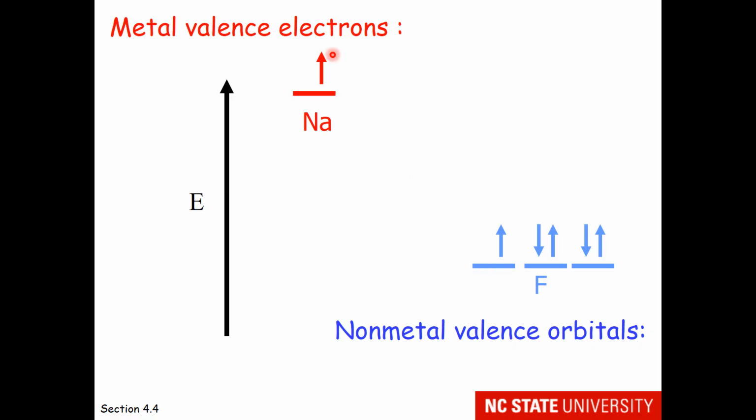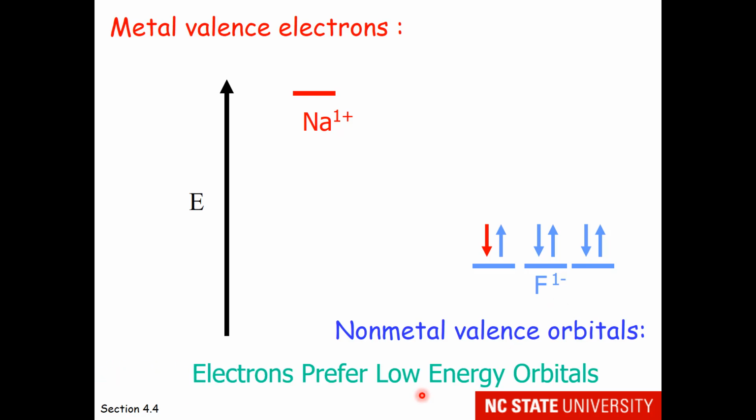So this electron, which is far away from the nucleus, notices it can get closer to the nucleus if it would just join with fluorine, and you get an ionic compound where we have sodium 1+, which is isoelectronic with a noble gas, and fluoride 1-, which is also isoelectronic with a noble gas. And this is because electrons prefer low energy orbitals.